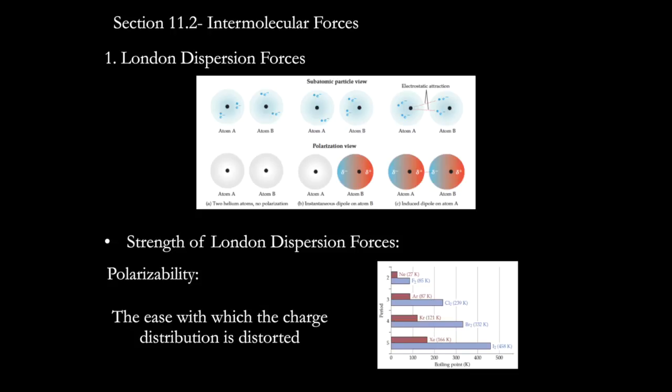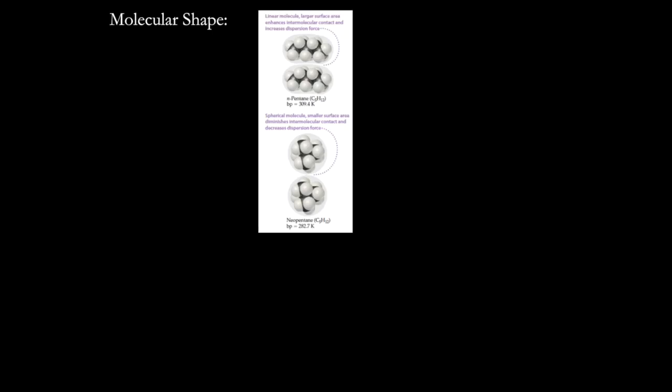So when you're comparing the strengths of London dispersion forces, the more massive a molecule or an atom is, the greater its mass, the more electrons it has, and therefore the more polarizable it is. The other factor that influences the strength of London dispersion forces is the molecular shape. If you compare n-pentane versus neopentane, notice that n-pentane has a linear structure while the other one is spherical. Because n-pentane has a higher boiling point, that means it has a stronger London dispersion force. And this is because there's a larger surface area in which those two molecules can interact with one another.